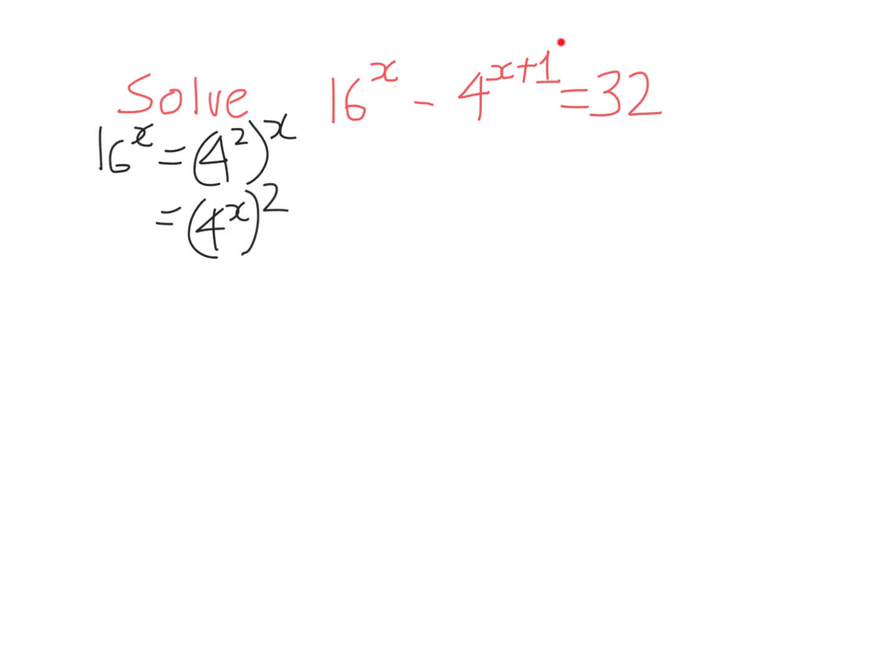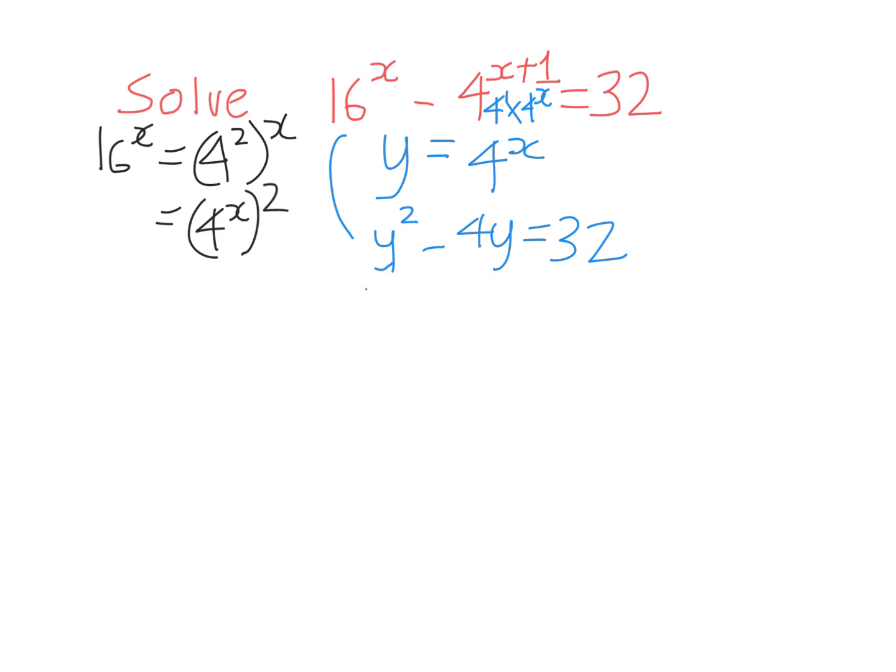Now, because it's not written the way that we're used to solving quadratics, it might be easiest for us to make this substitution y equals 4 to the power of x. So then this thing here becomes y squared. Now notice that 4 to the power of x plus 1 is the same as 4 to the power of 1 times 4 to the power of x, because we keep the same base and add the powers. So this is 4y. So we have y squared minus 4y equals 32.